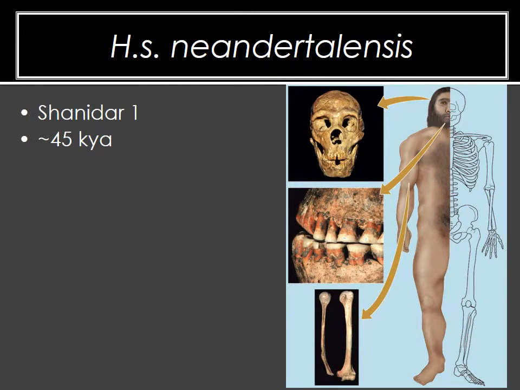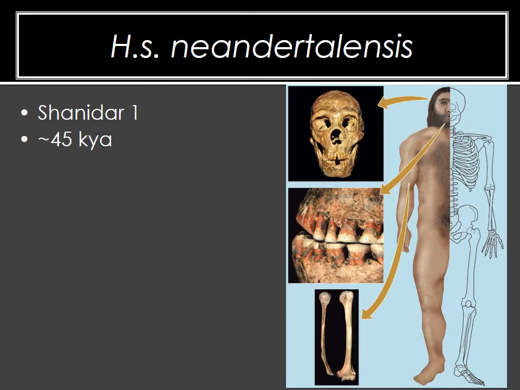But Shenandoah Cave had one individual in particular, Shenandoah number one, who had a number of healed fractures across his skeleton. He had severe arthritis, and he had an atrophied arm that seemed to have been amputated by accident.